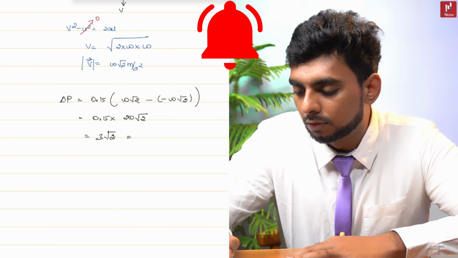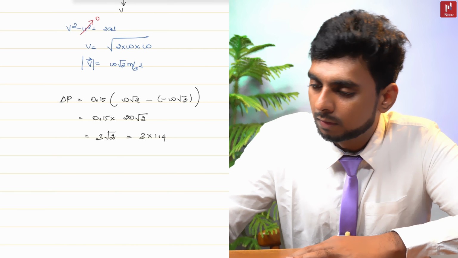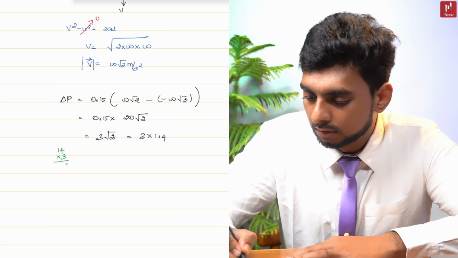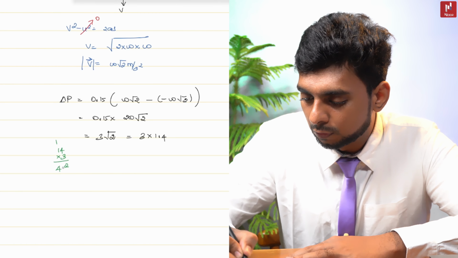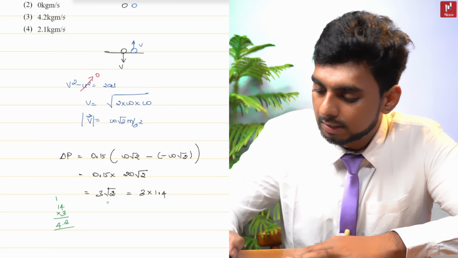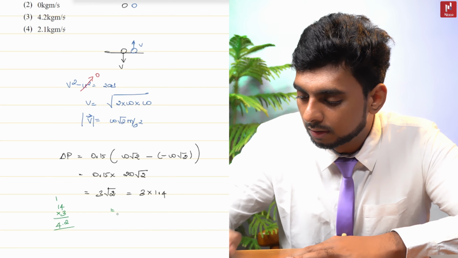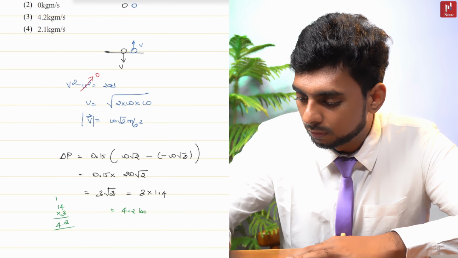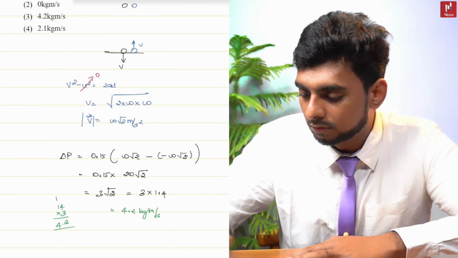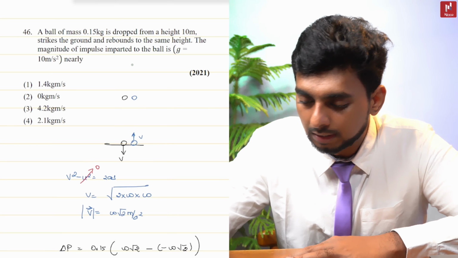So instead of root 2, I'll just substitute 1.4. So 3 into 1.414 or 1.4 will give me the answer, which is 4.2. So the change in momentum over here is 4.2 kg meter per second. Got it? That gives me the change in momentum in this situation. The answer here is option 3.